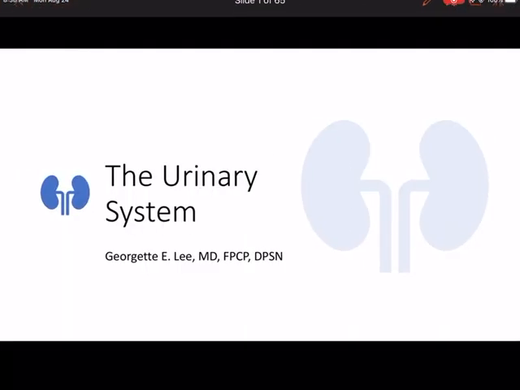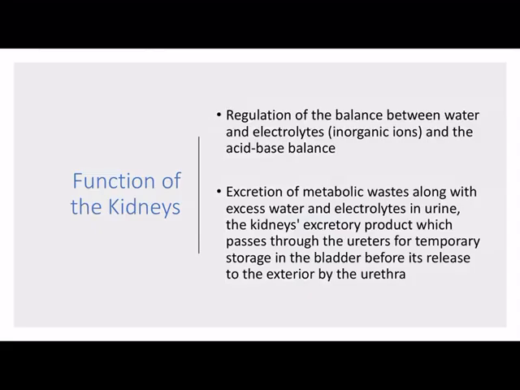So, the urinary system. The function of your kidneys is the regulation of balance between water and electrolytes. You have your inorganic ions, and the acid-base balance. It functions to excrete metabolic waste along with excess water and electrolytes in the urine. The kidney's excretory product passes through the ureters from temporary storage in the bladder before it's released to the exterior by the urethra.